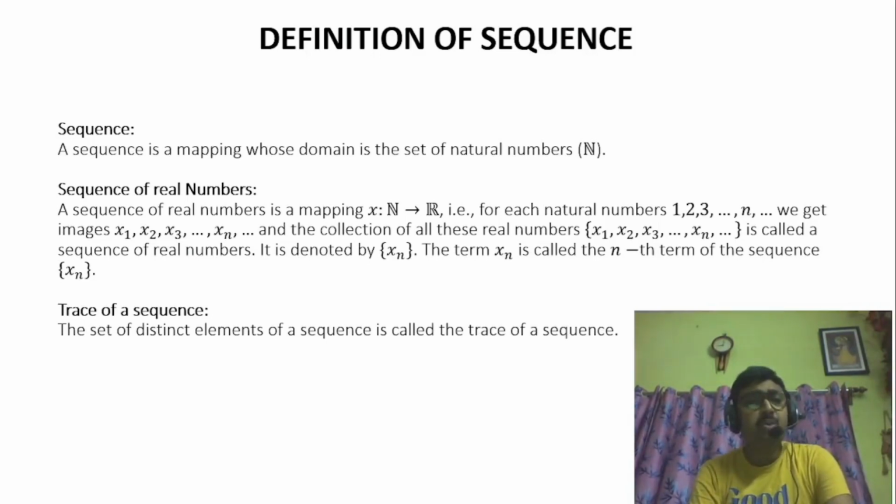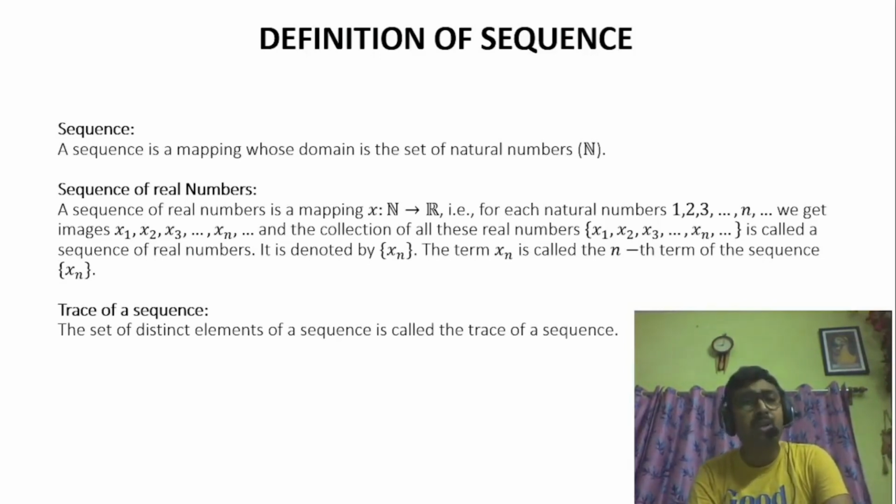Now next, what is a sequence of real numbers? A sequence of real numbers is a mapping. We define it as x from N to R. N is the set of natural numbers and R is the set of real numbers, and we know that mapping means for every element of the domain that starts from 1, so for 1, 2, 3, 4 like that, we have unique images in the codomain. So for 1 the image is x1, for 2 it is x2, for 3 it is x3, like that, and they are all real numbers.